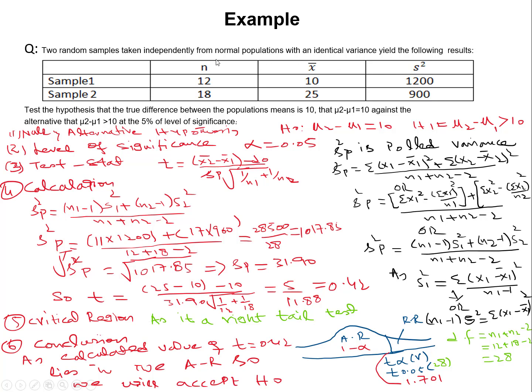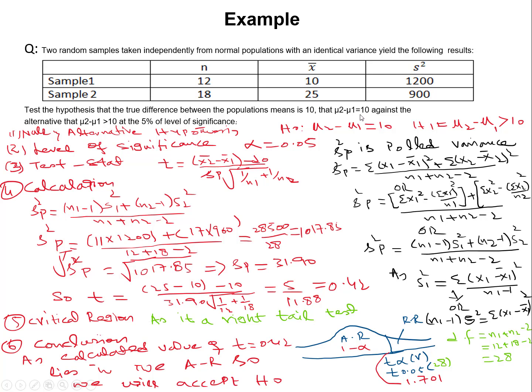So basically we derive all this data from the population, and then on the basis of this sample data we will decide whether to accept the null hypothesis or reject it. So basically we are projecting the population on the basis of the sample. Test the hypothesis that the true difference between the population means, mu2 minus mu1, is 10, against the alternative that mu2 minus mu1 is greater than 10, at the 5% level of significance.